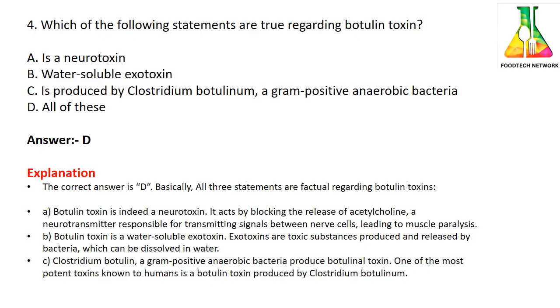Option B, that is, botulinum toxin is a water soluble exotoxin because exotoxins are toxic substances produced and released by bacteria which can be dissolved in water. The third option is Clostridium botulinum, a gram positive anaerobic bacteria that produces botulinum toxin. One of the most potent toxins known to humans is botulinum toxin, which is produced by Clostridium botulinum bacteria.